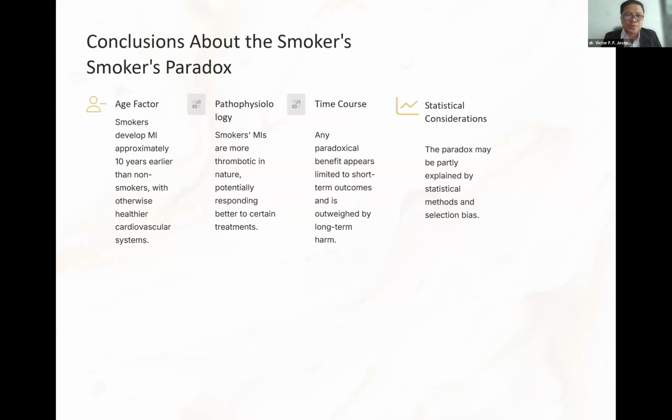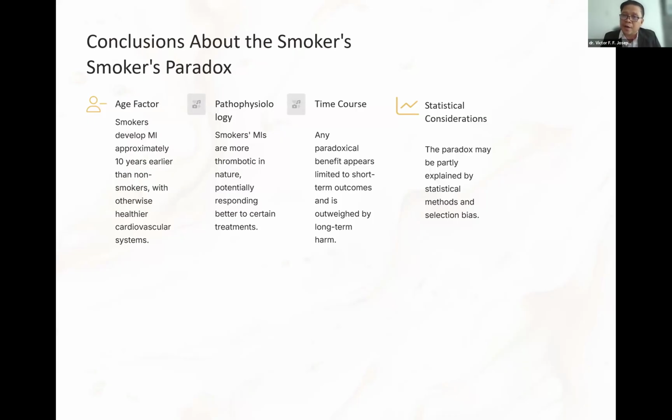The conclusion about the smokers' paradox: age factor. Smokers develop MI approximately 10 years earlier than non-smokers, with otherwise healthier cardiovascular systems. Smokers' MIs are more thrombotic in nature pathophysiologically, potentially responding better to certain treatments. Any paradoxical benefit appears limited to short-term outcomes and is outweighed by long-term harm.